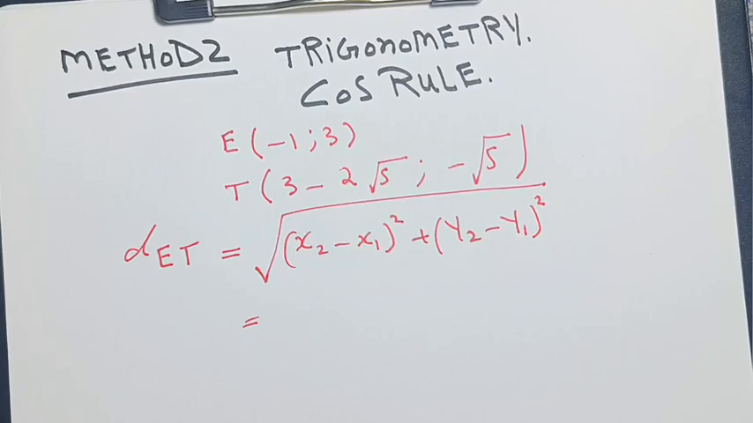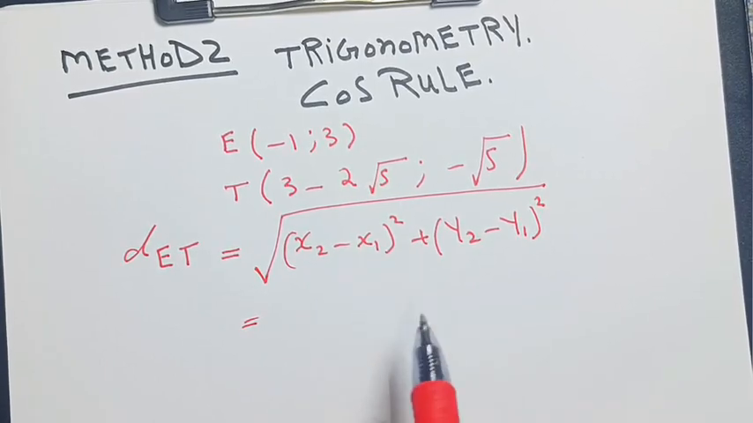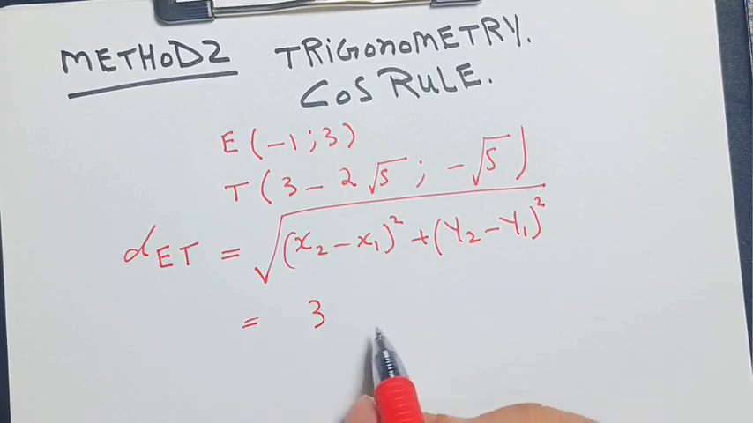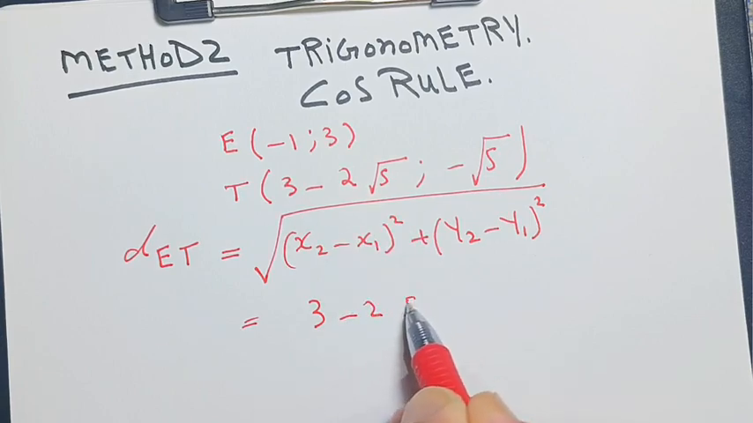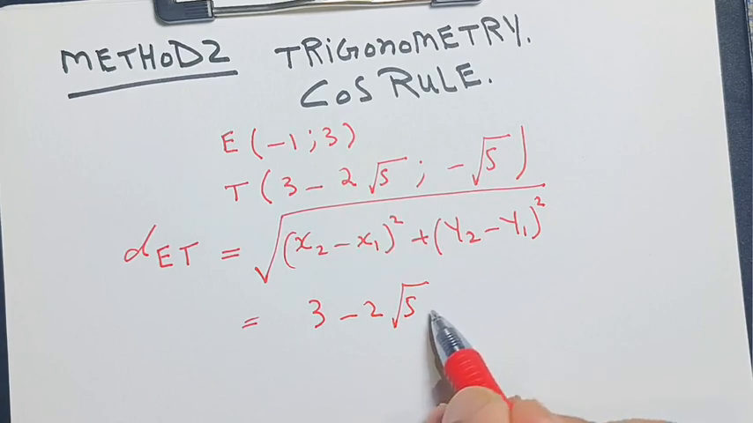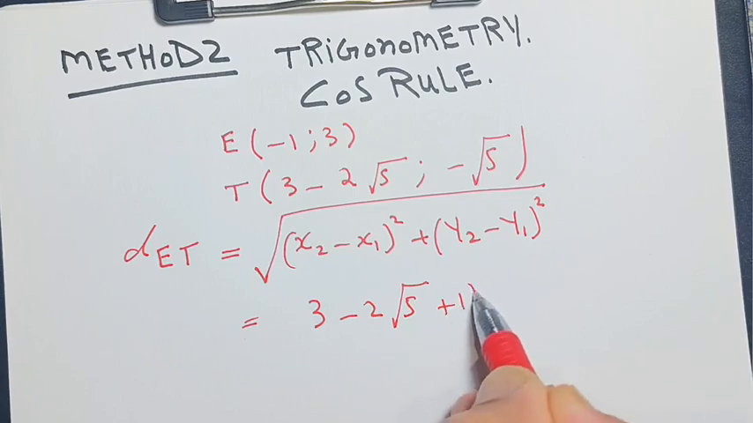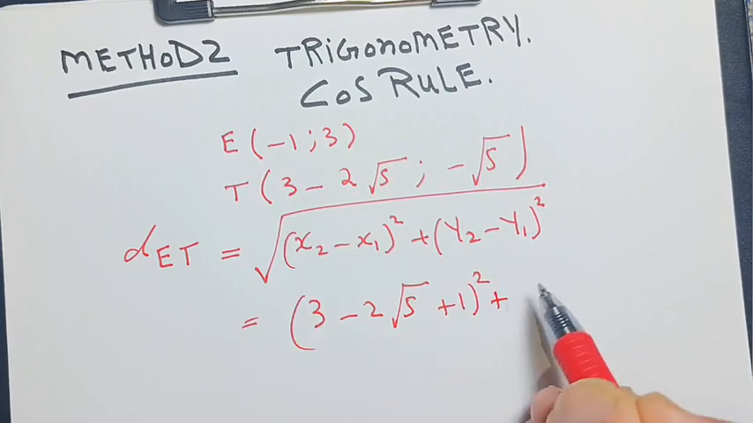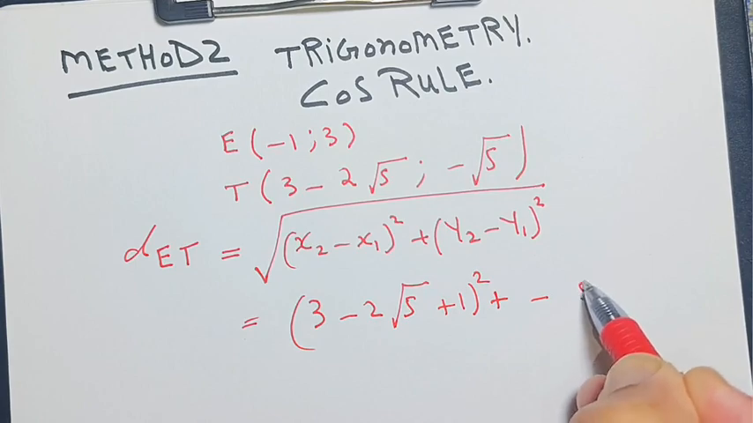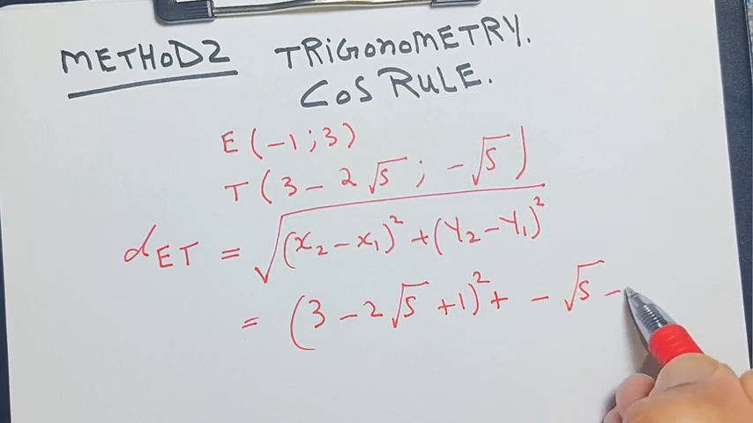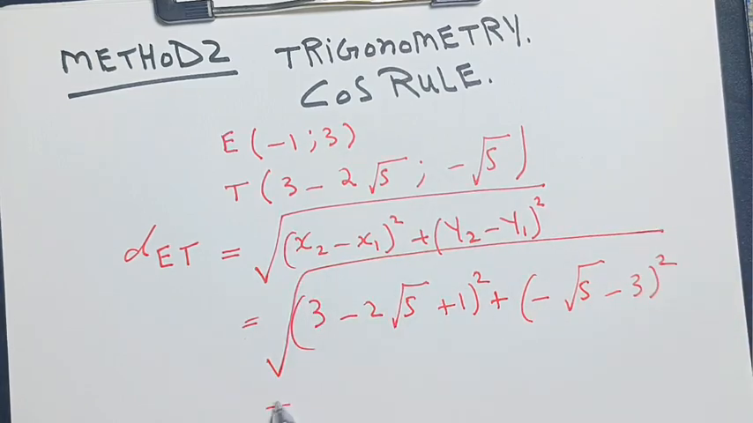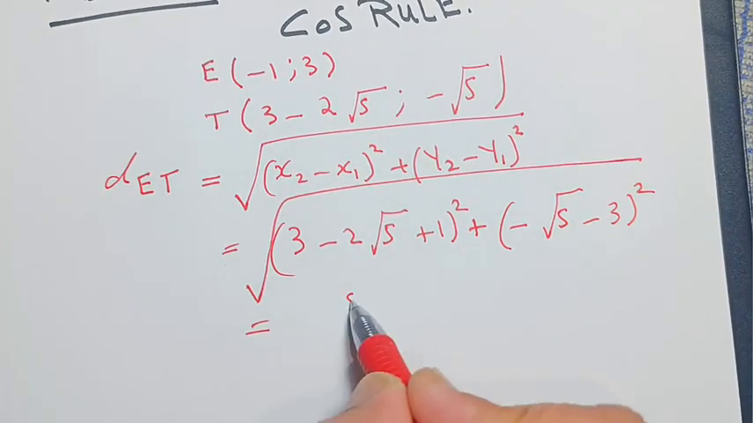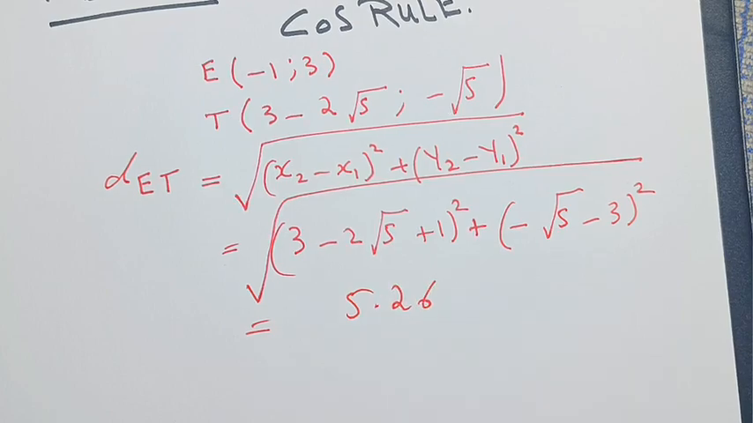So I'm gonna apply the distance formula between these 2 points, and then that's gonna be my length of ET. 3 negative x2 minus x1 square, 3 minus 2, 5 root, minus minus become positive, plus 1 square plus y2 minus y1, negative 5 root, negative 3 square root. Use my calculator. Answer gonna be 5,26. You can write the answer in decimal.